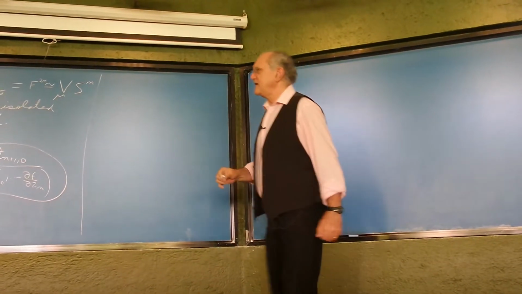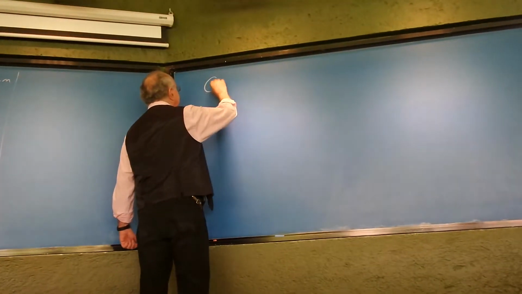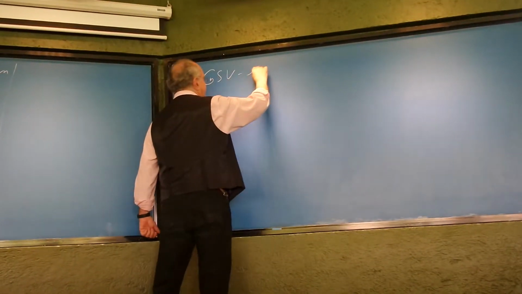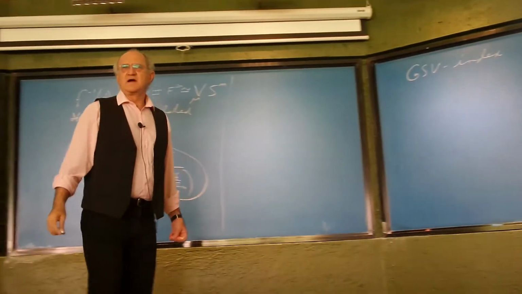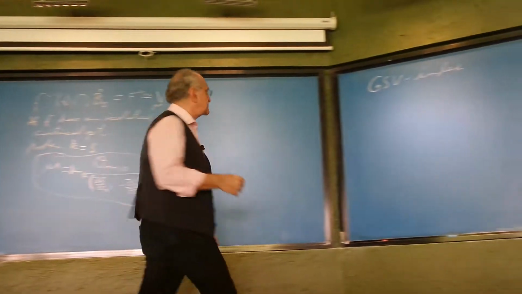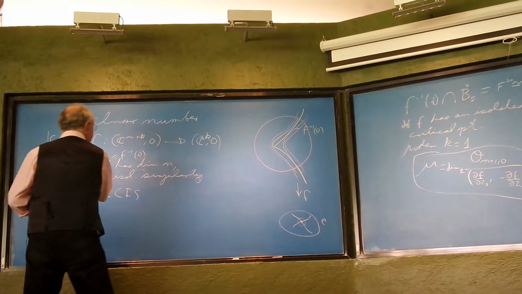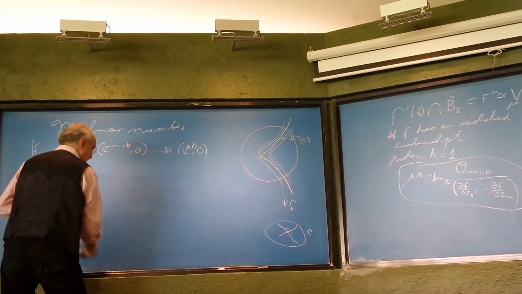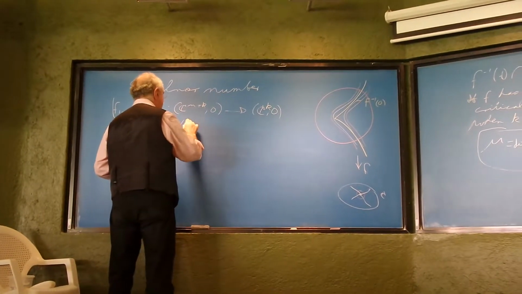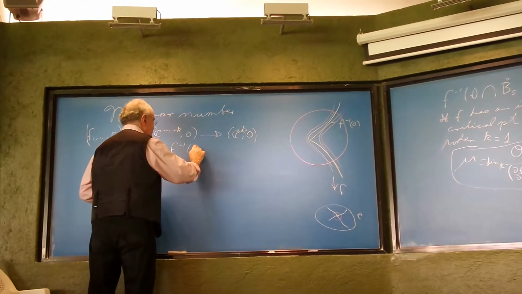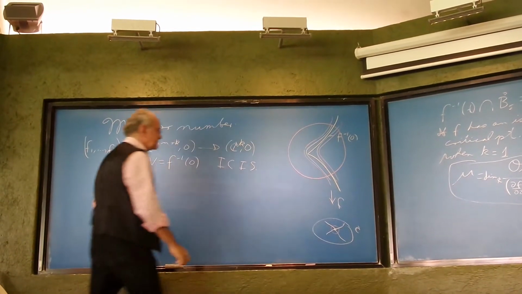So let's keep this in mind and let me go back to the definition of the GSV index. Yesterday I did it for hypersurfaces. Let me do it for complete intersections. So we have this setting. Suppose we have an isolated complete intersection V, with F bar equal to 0, which has an isolated complete intersection singularity at the origin.